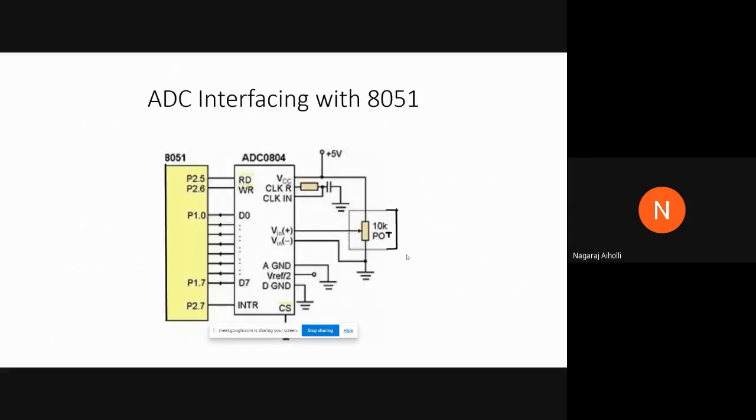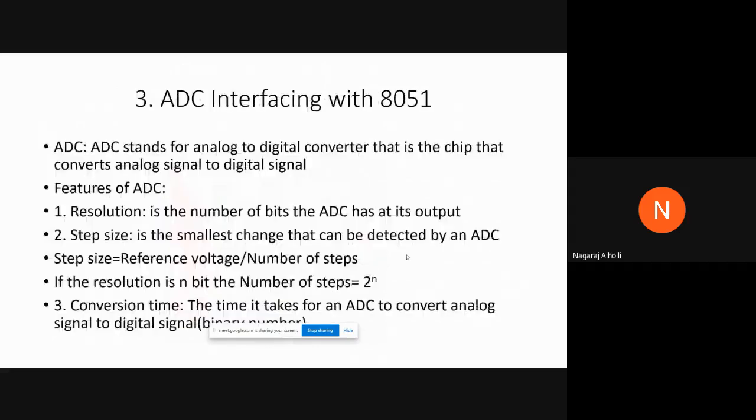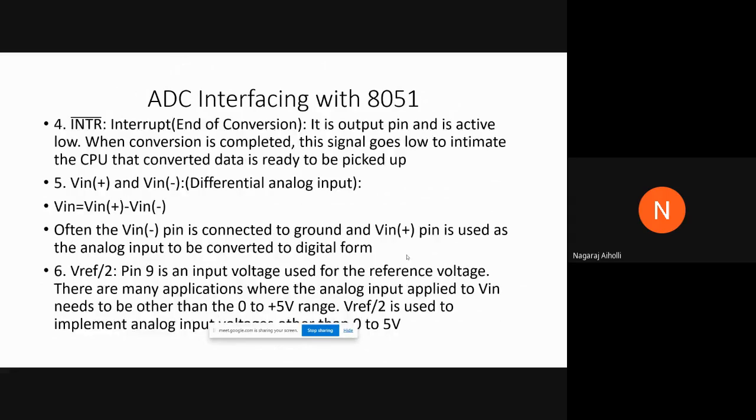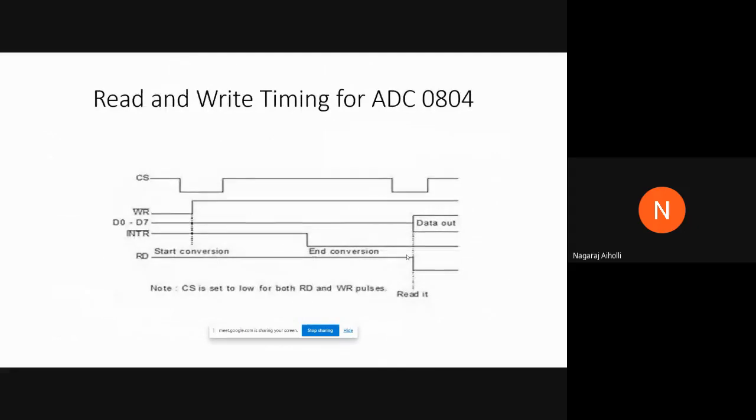Then interfacing between 8051 microcontroller and the ADC. What is ADC? Features of ADC. What is the resolution, step size, conversion time? Types of ADC, parallel ADC and serial ADC. Pin description of ADC or interfacing between 8051 microcontroller and the ADC 0804 chip. Then later we also saw the read and write timing diagram for the ADC 0804 chip interfaced with the 8051 microcontroller. That's all for today's class, students.